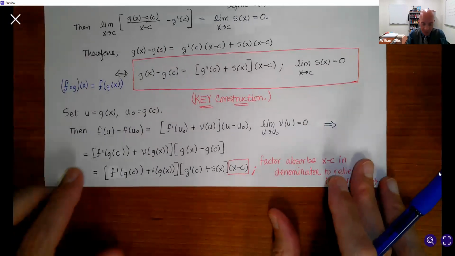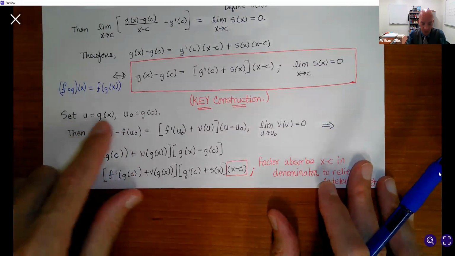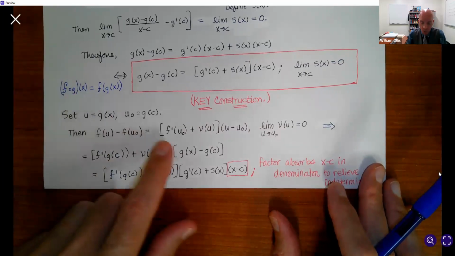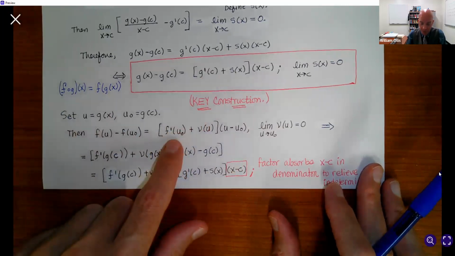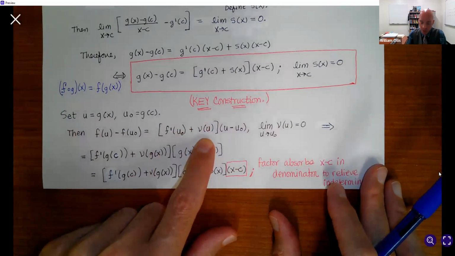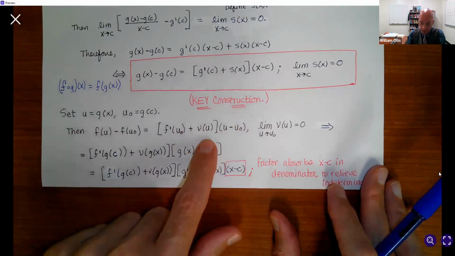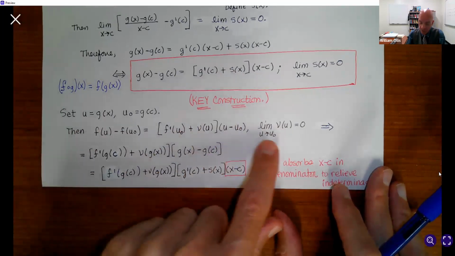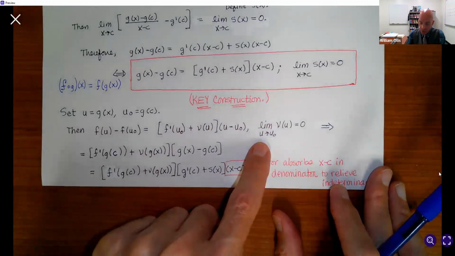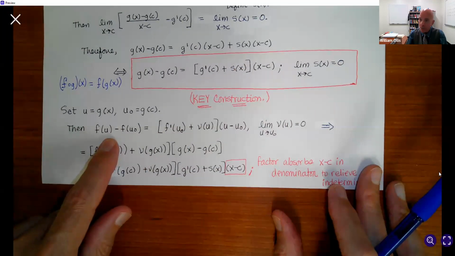Now we can think of saying f of g of x minus f of g of c using this particular construction of the composition. So comparing it to this, we would have f prime of u sub 0, and then another function that we're just going to call nu or v of u, just like we have here, times u minus u sub 0. And then, from this construction, we know that v of u approaches 0 as u approaches u sub 0. So we're using this construction on f.